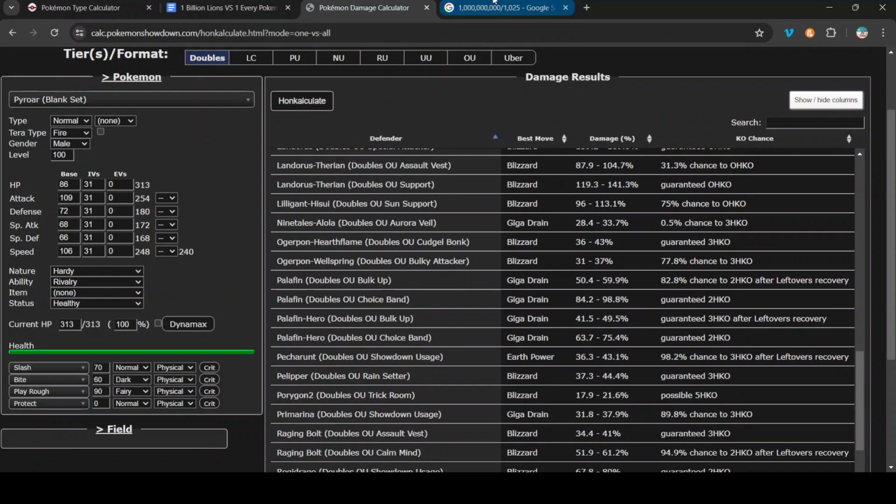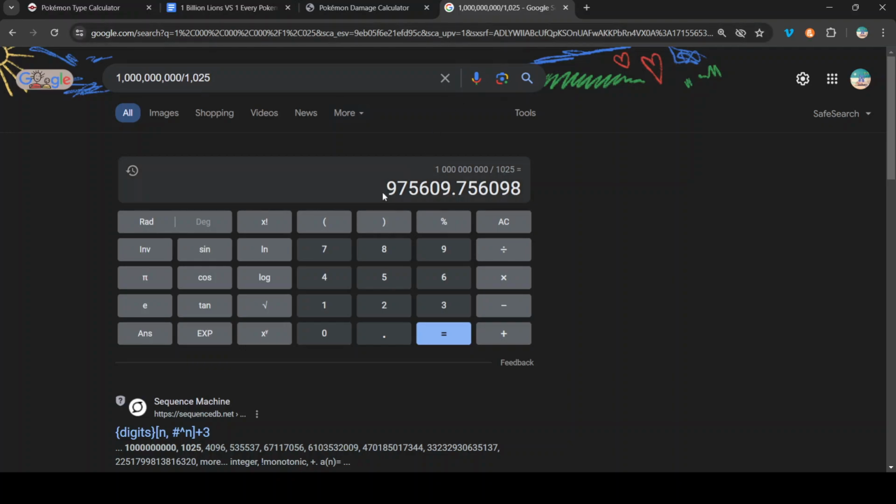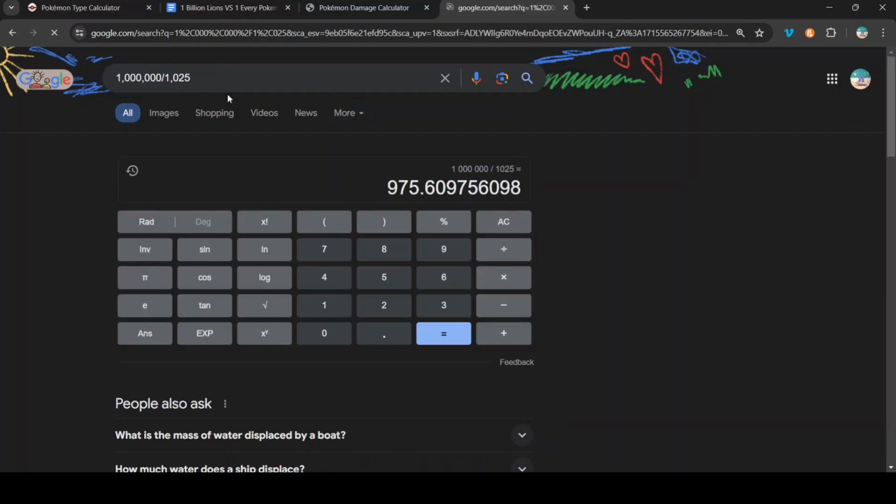So why do the Pokemon have no chance? Well, in order for the Pokemon to win, each Pokemon would have to knock out 975,610 lions. That's rounded up. So, yeah, I don't think this is happening without revives. What if we have 1 million lions? Surely the Pokemon win, and no shot. I don't think one Pokemon is capable of defeating 975 lions.